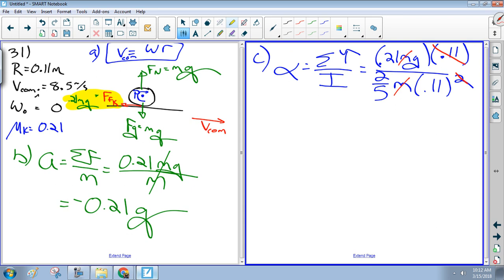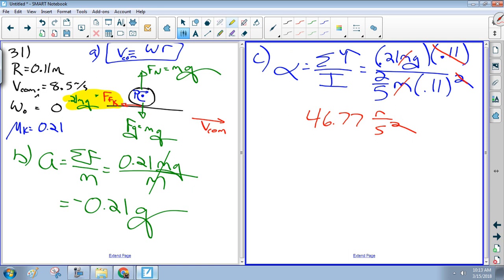0.21 times 9.8 times 0.11 divided by 0.4 divided by 0.11. Oh, my 0.11's canceled. So you got 46.77 radians per second squared. Don't use R for radians. All right, so is everybody good with C?